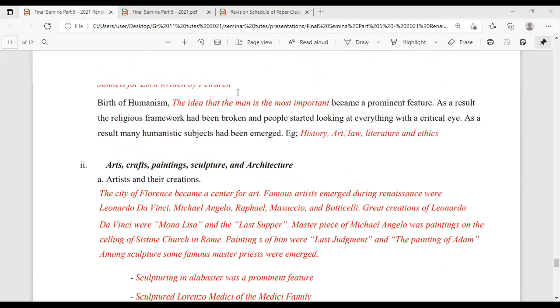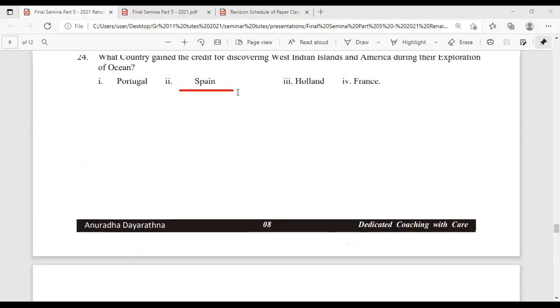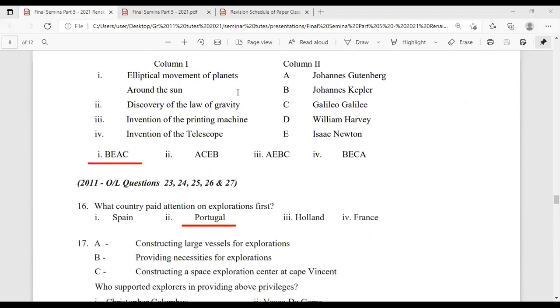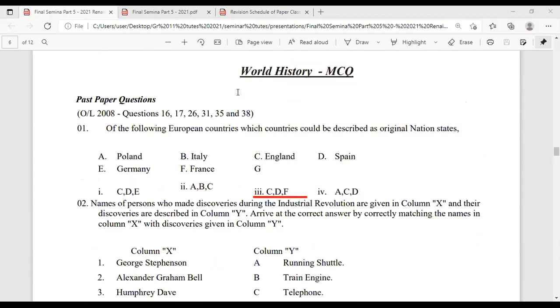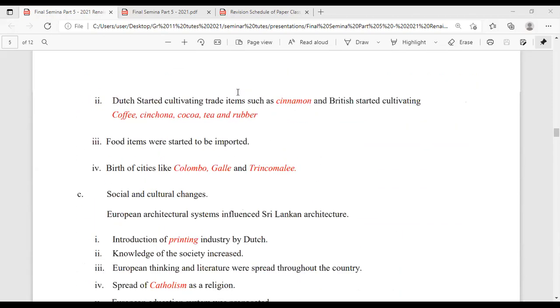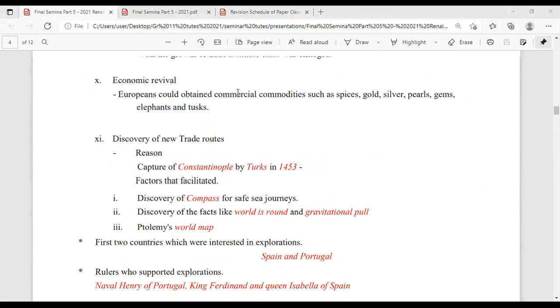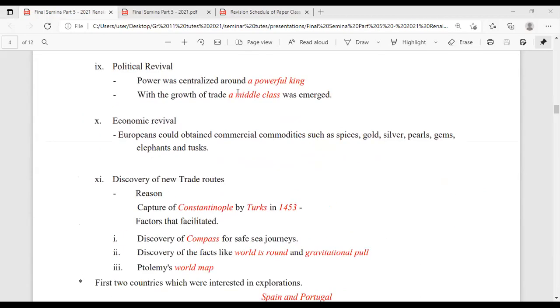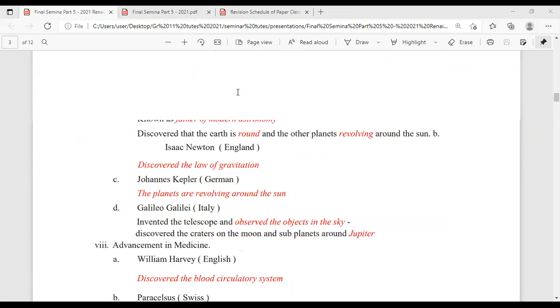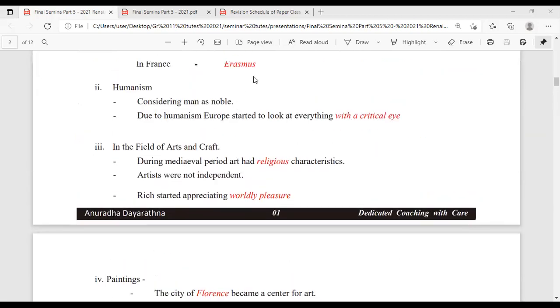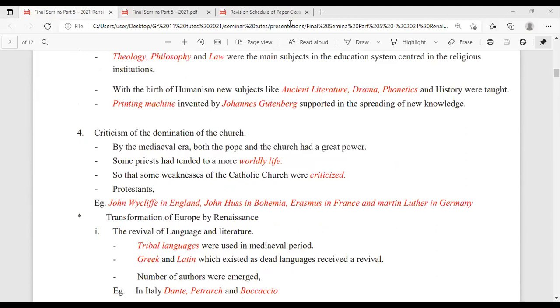Now we will leave two pages of short notes for the next day, and 15 MCQs and one essay type question and other past paper questions that we are keeping for the next day. I think exactly the next day we can finish the Renaissance and go on to the next topic. So we are up to date, according to the schedule we are moving.